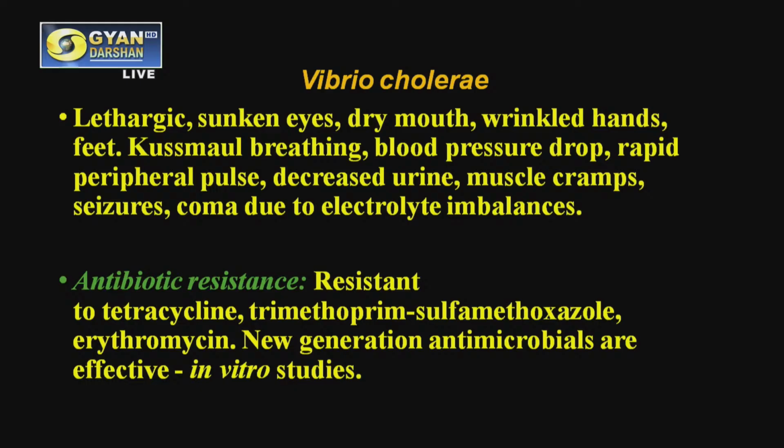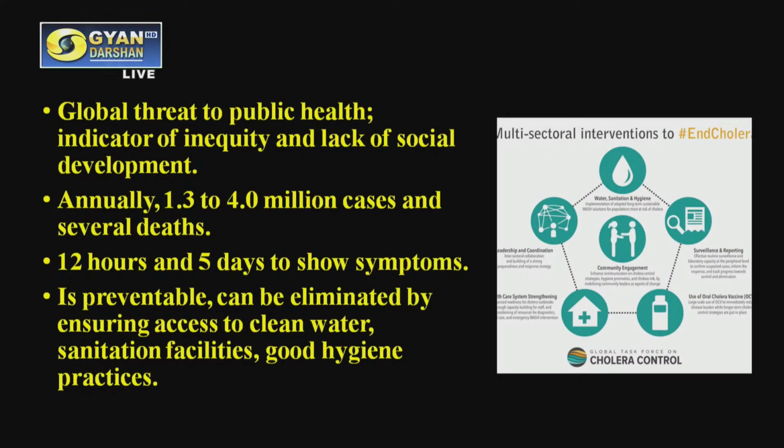Now there is antibiotic resistance shown by the bacteria to tetracycline, trimethoprim, sulfamethoxazole, erythromycin, and therefore new generation antimicrobials. This has been seen in the laboratory, and in in vitro studies they find that these antimicrobials are much more effective in treating cholera. So this is a global health threat to several people, and it is an indicator of inequity and lack of social development. Annually, there are 4 million cases and several deaths due to cholera.